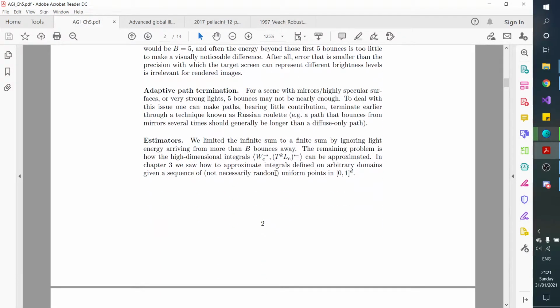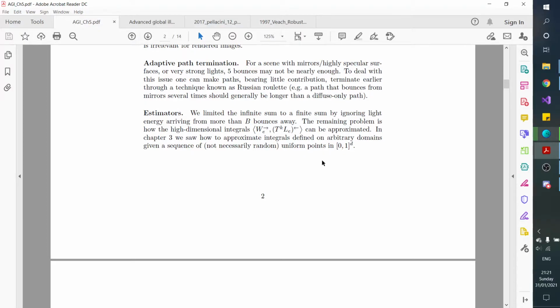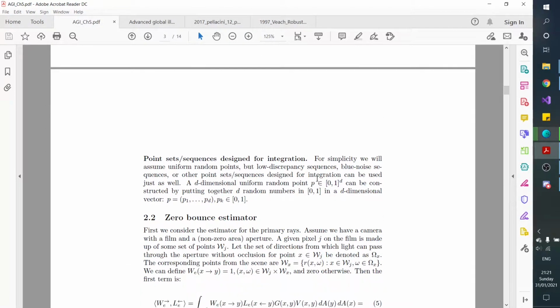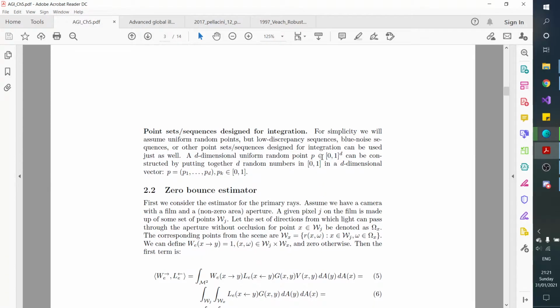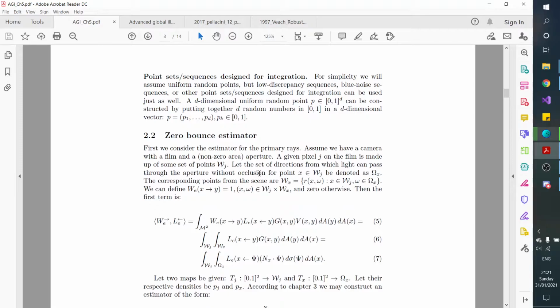Yeah. What about the estimators? Okay, as mentioned, we will use either random points, or for example, low discrepancy sequences. And if you want to generate a random point in the d-dimensional unit hypercube, you can simply pick d points in 0, 1, and then stack them in a vector. And that's again a uniformly random point.